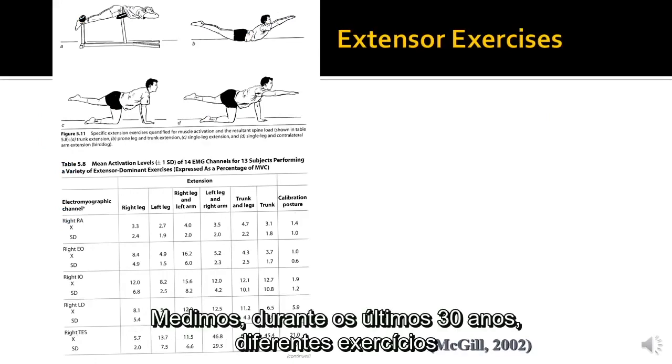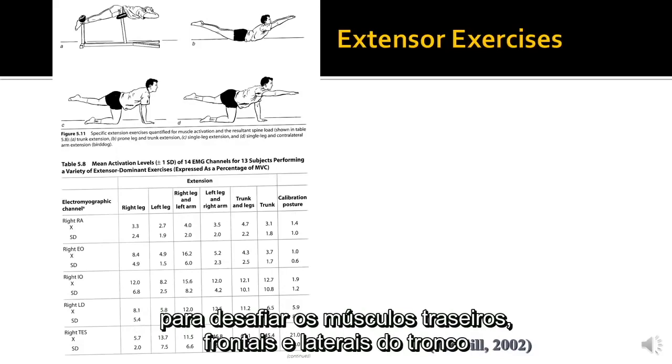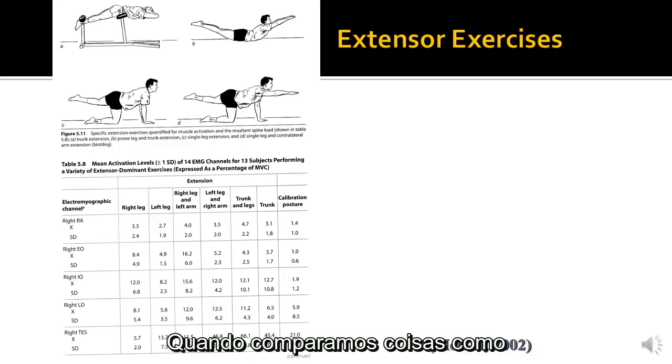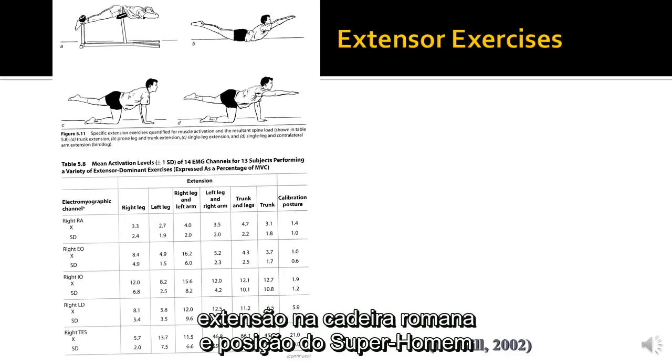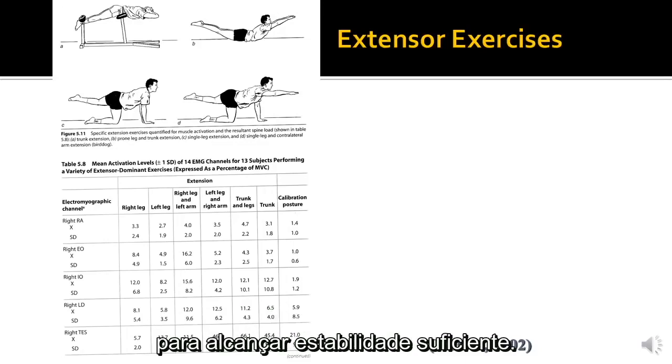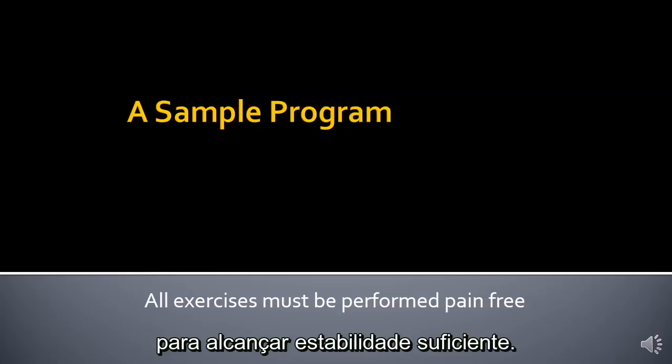We then measured over the last 30 years different exercises to challenge the back muscles, the front muscles, the side muscles of the torso to find out what is superior as a stabilization exercise. And when we compare things like the Roman chair extension and the Superman, it was the bird dog that kept surfacing, bubbling up to the top as the superior exercise for achieving sufficient stability.